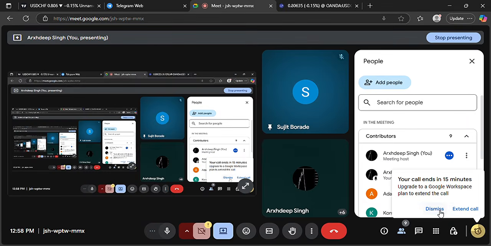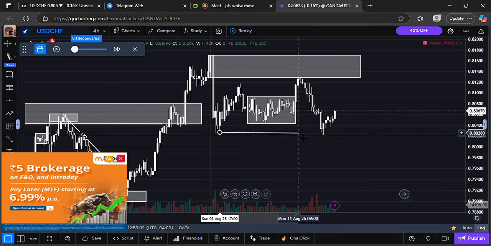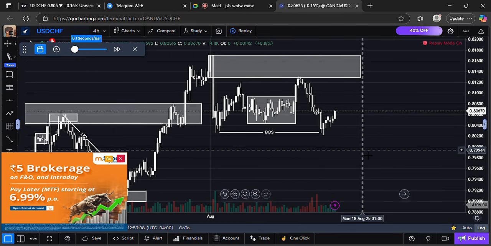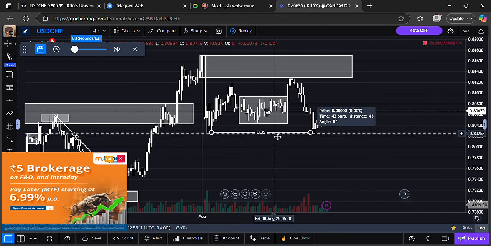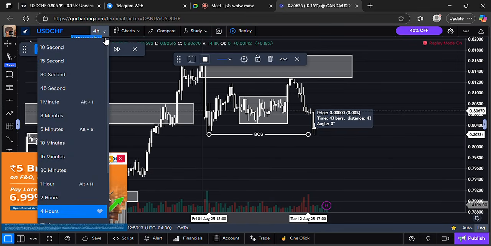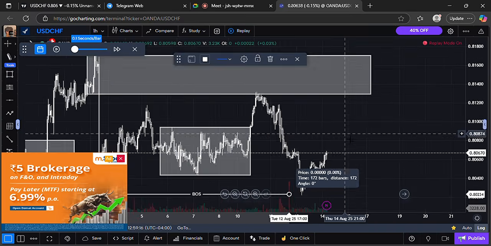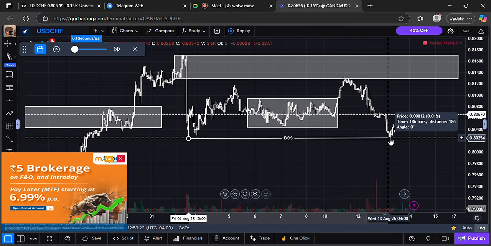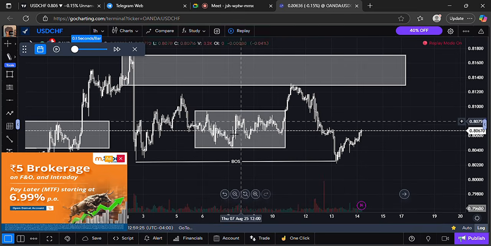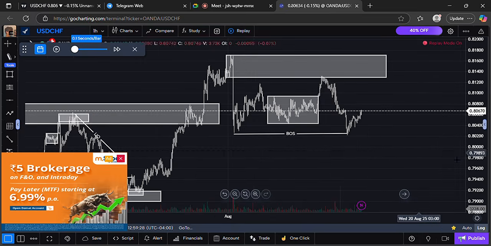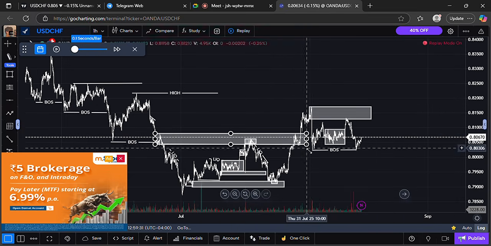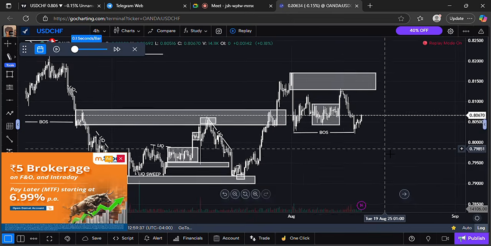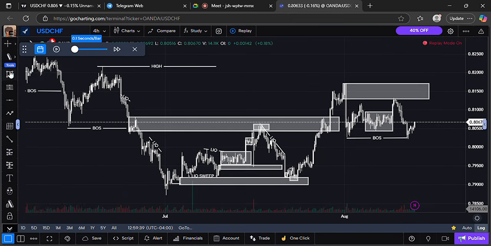Somebody joined, extend call. Okay, I will extend it after this. So a break of structure to the downside. This is also almost a liquidity sweep too. Let's go to the smaller time frame and check what this is. This is almost a liquidity sweep or a break of structure. So this is how supply and demand works. Every supply and demand works. You just need to find the correct zones.